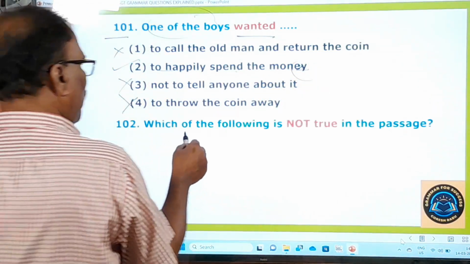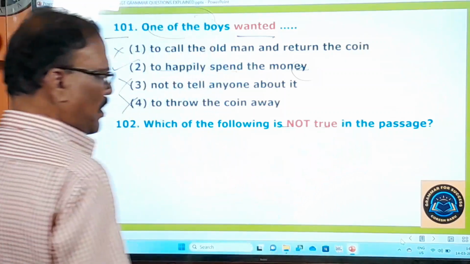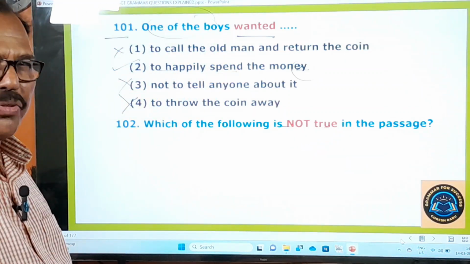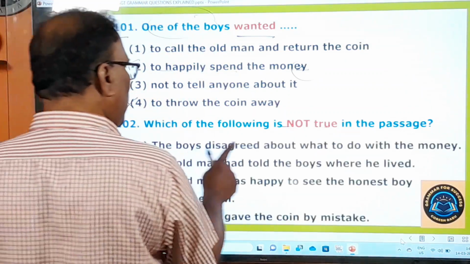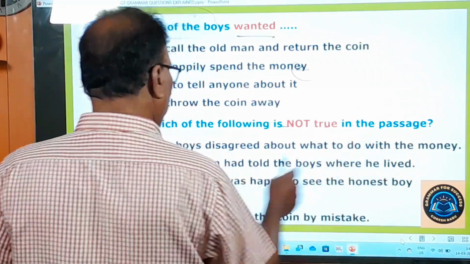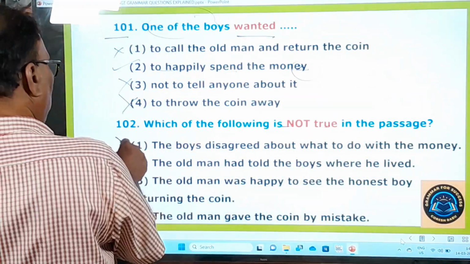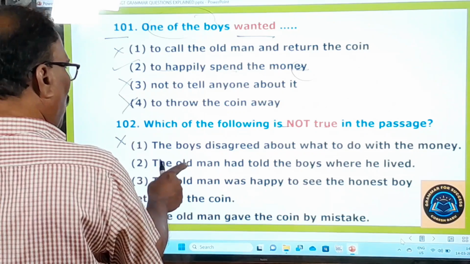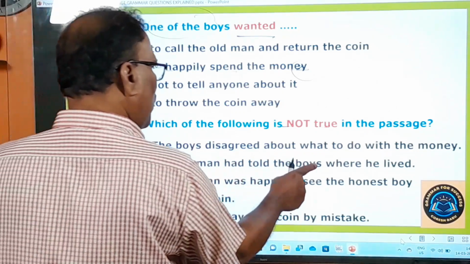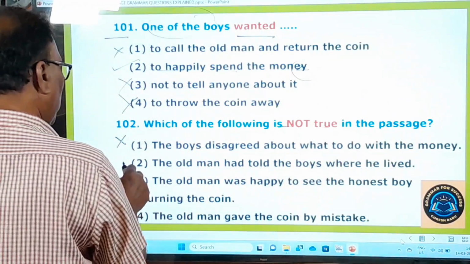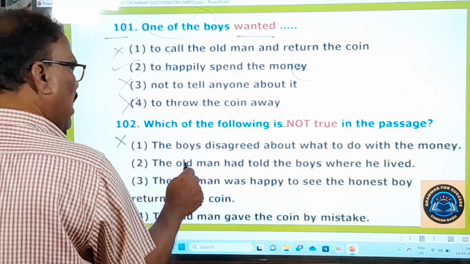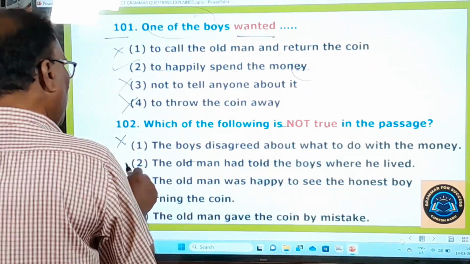102. Which of the following is not true in the passage? The boys disagreed about what to do with the money. This is true. The old man had told the boys where he lived. No. This is not true. The old man had not told the boys where he lived. So this is the right one.